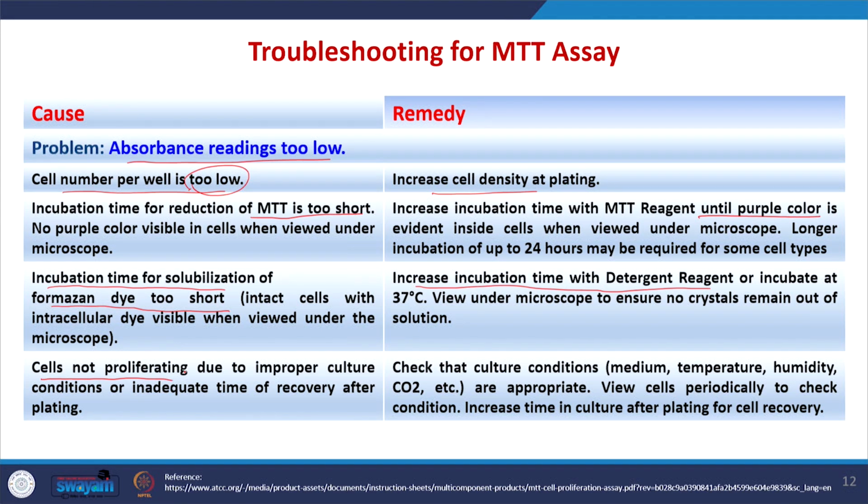This may also be due to cells not proliferating because of improper culture conditions or inadequate time to recover after plating. That's what I told you in the MTT also. First step, once you add the cells to the 96 well plate, we have to allow the cells to attach and grow for at least 24 hours. Once the cells are nicely attached and growing, only then we add the test compound. So check the culture conditions, medium, temperature and humidity, and make sure that the cell condition is proper before we add the test compound. Let us go to the lab and learn this in more detail.